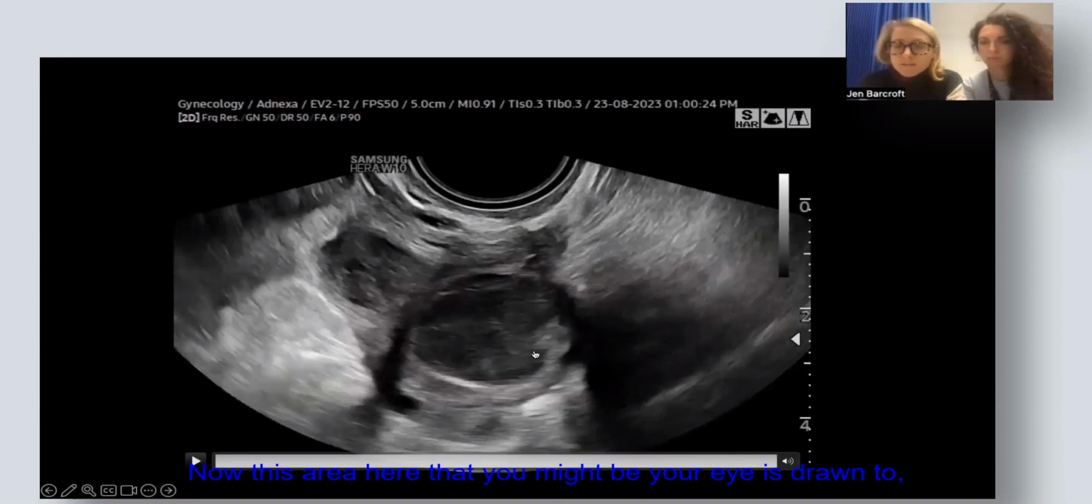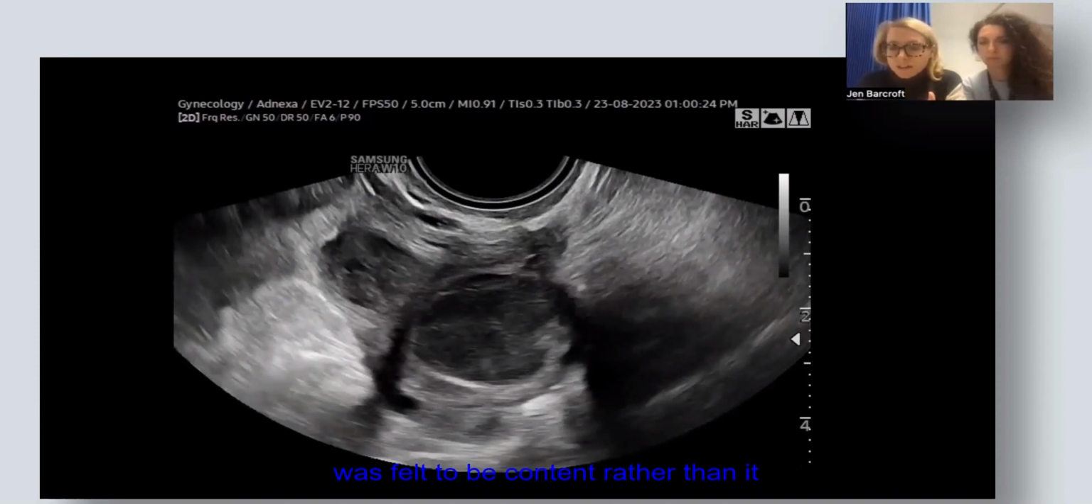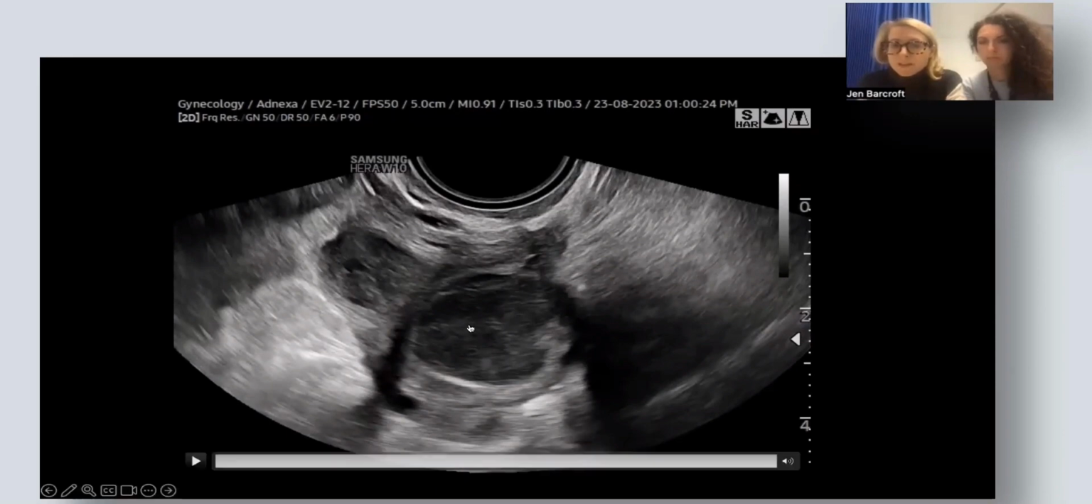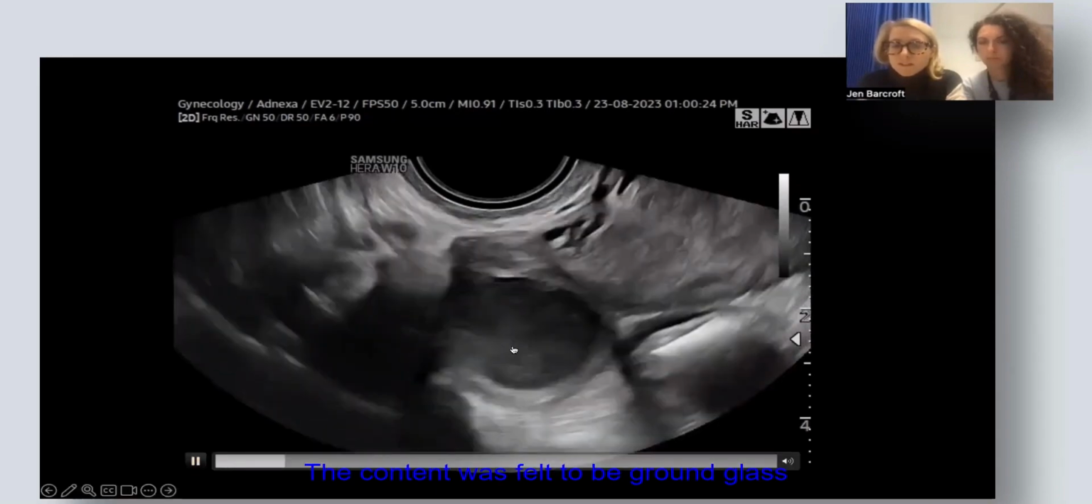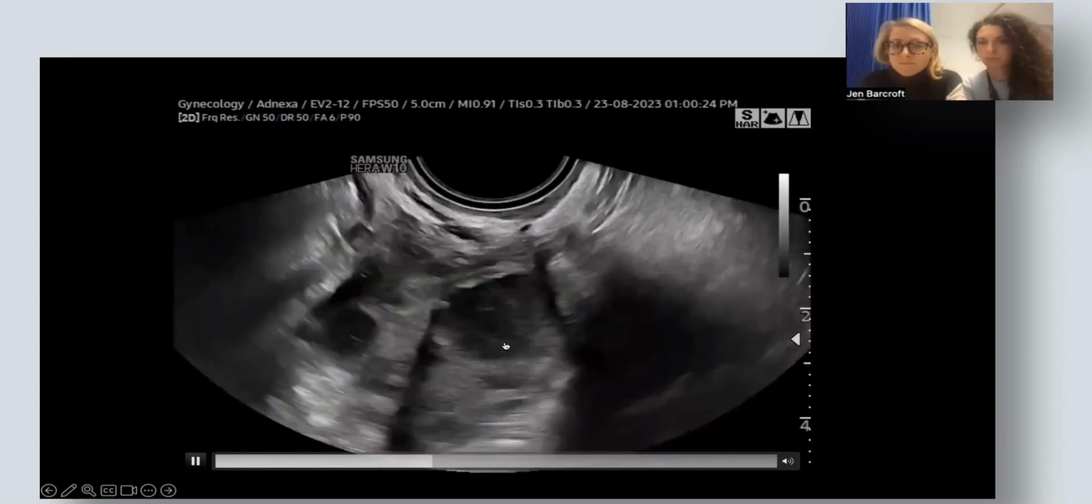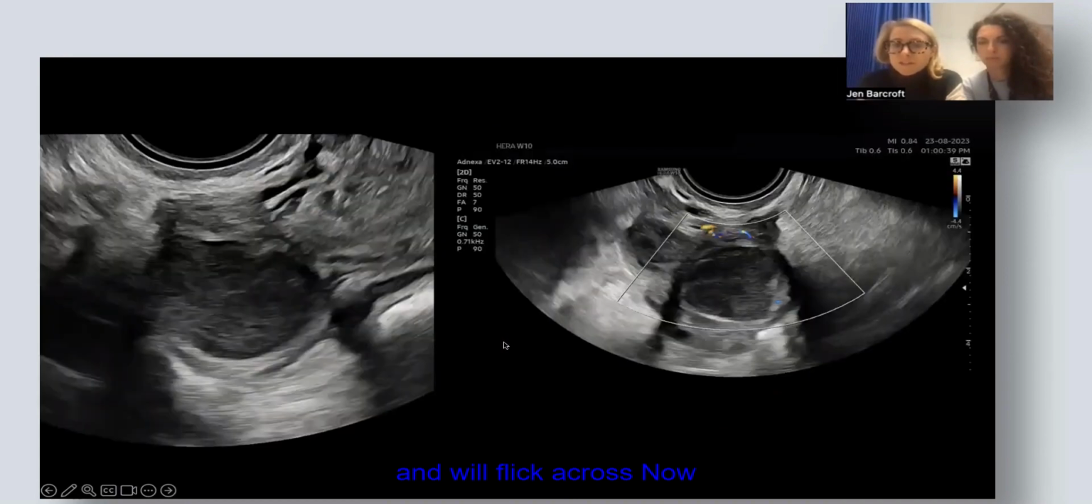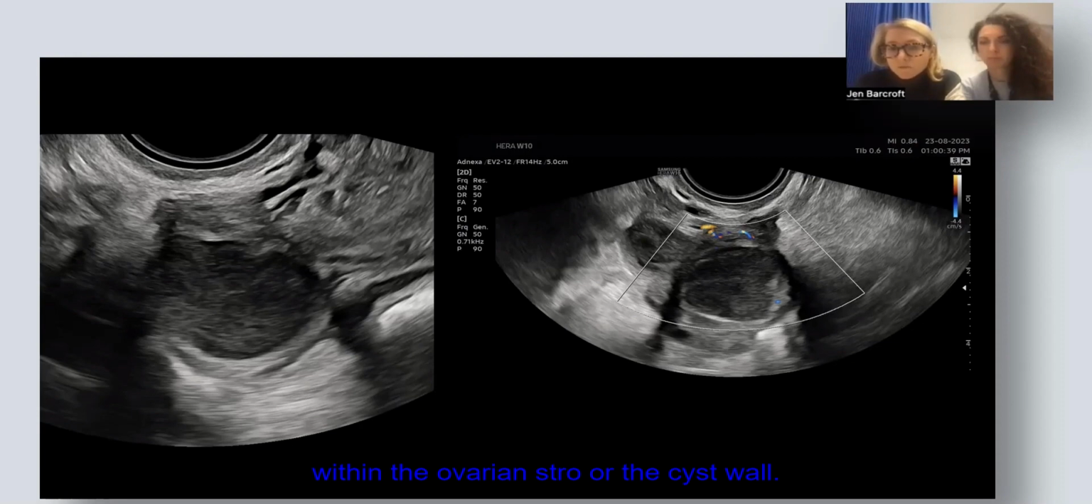Now, this area here that might draw your eye was felt to be content rather than a solid component. The content was felt to be ground glass. And we'll flick across now to show the demonstration of vascularity. Remembering the colors, the way that we classify vascularity here, because there are possibly a few spots of vascularity within the ovarian stroma or the cyst wall, this could have a color score of 1 or 2.